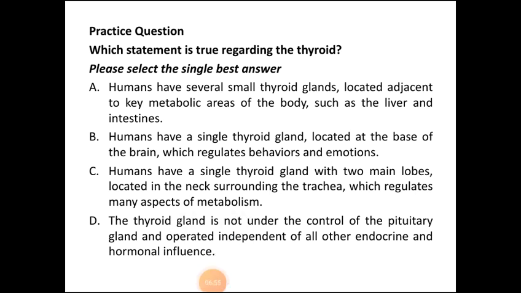A, humans have several small thyroid glands located adjacent to key metabolic areas of the body, such as the liver and intestine. Is this sentence right or wrong? B, humans have a single thyroid gland located at the base of the brain, which regulates behaviors and emotion. C, humans have a single thyroid gland with two main lobes located in the neck surrounding the trachea, which regulates many aspects of metabolism. D, the thyroid gland is not under the control of the pituitary gland and operates independent of all other endocrine and hormone influence.